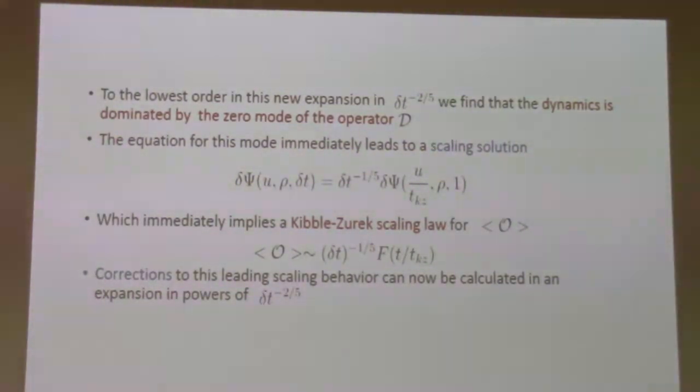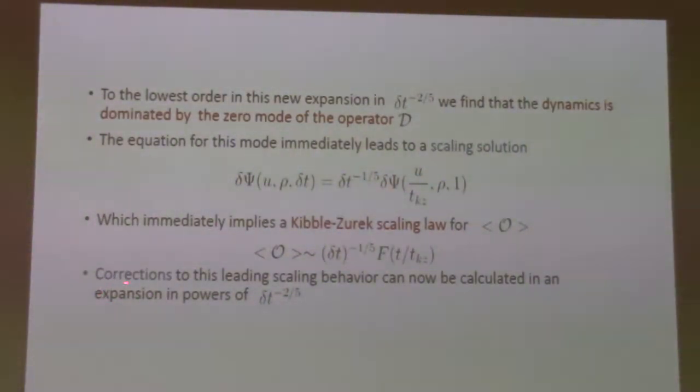And you can look at this coupled set of equations and immediately discover that in the critical regime, to lowest order in this expansion, that zero mode which actually led to the phase transition to begin with completely determines the dynamics. The contribution of all the other modes is subdominant in this expansion. What that means is, you look at the equation for this mode and you immediately find there is a scaling solution for this equation. And the scaling solution tells you that this delta psi, that bulk field, scales as some power of delta t.